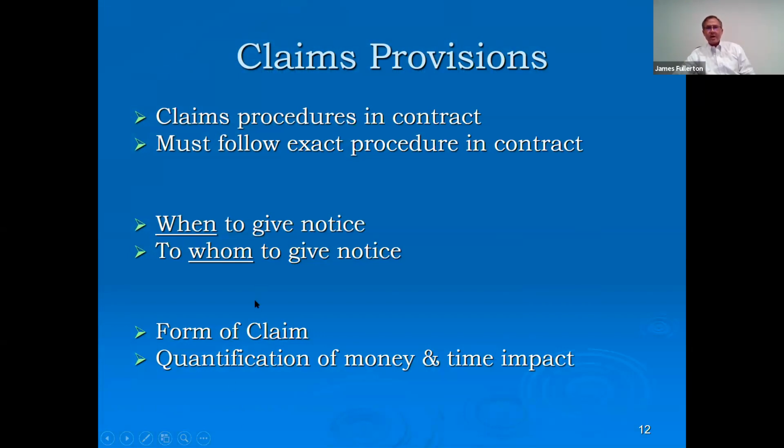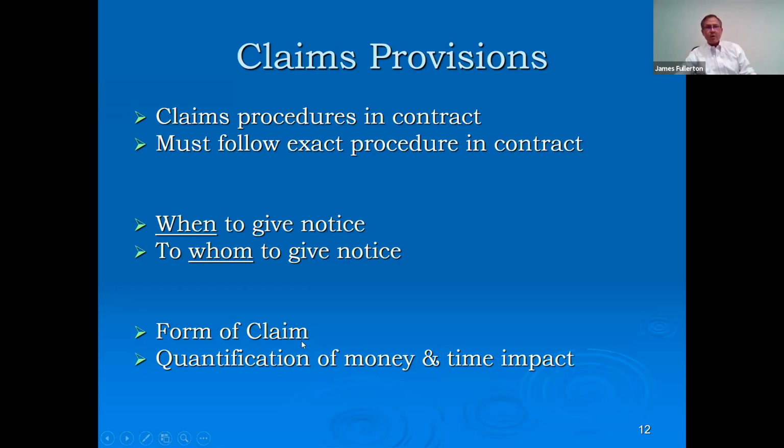When to give notice, to whom to give notice is another factor. Sometimes the notice has to go to the GC only. Sometimes the GC and the owner. Sometimes your contract says you're not permitted to contact the owner under any circumstances. Other times it says you must give notice of any type of claim to both the GC and the owner within 48 hours of the event. Whatever it says, that's what you need to do.